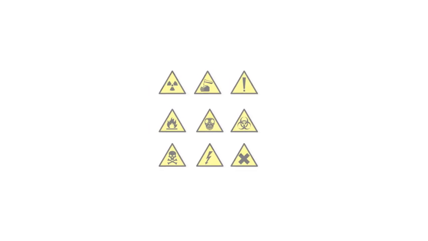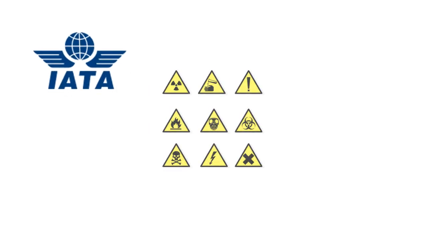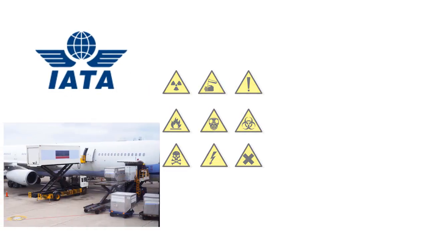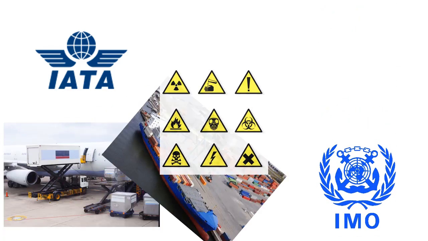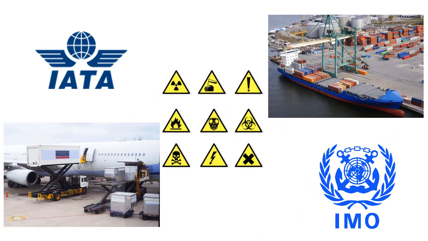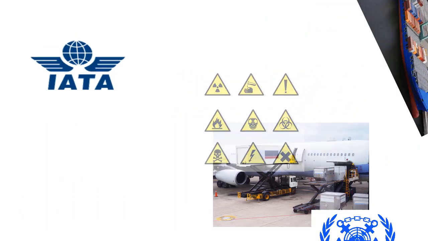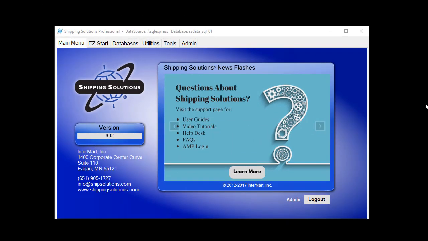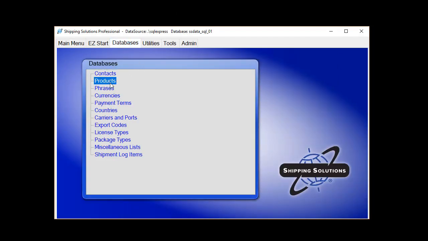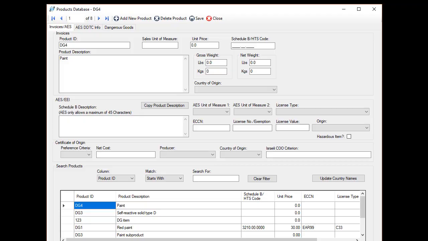If your item is considered a dangerous good by either the International Air Transport Association or the International Maritime Organization, you can prepare the proper documents for your shipment using Shipping Solutions. So let's get started. To save the most time when creating a dangerous goods shipment, start by going to the Databases tab and the Products screen. Find the product where you want to enter the dangerous goods information or click Add New Product.